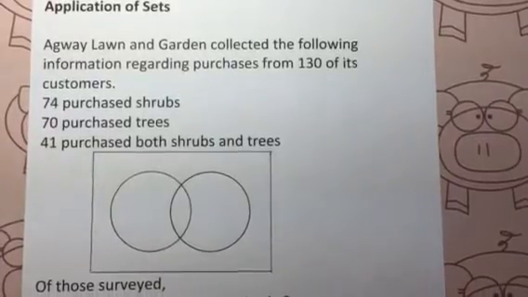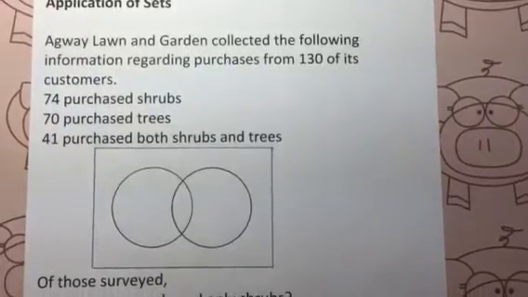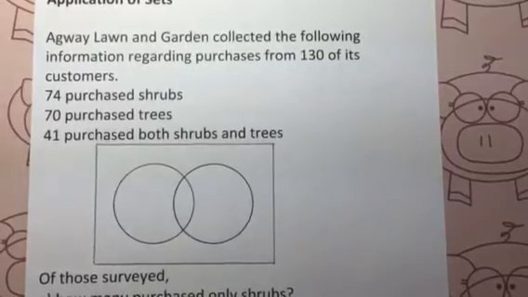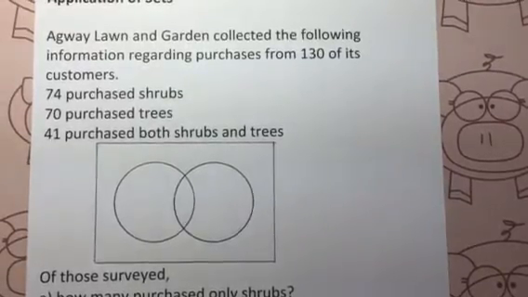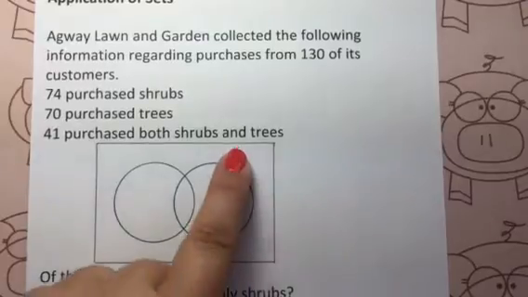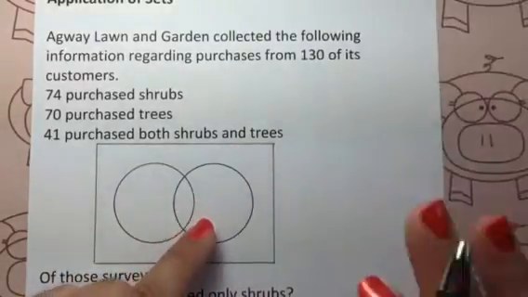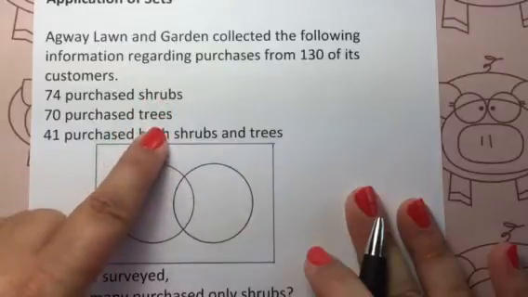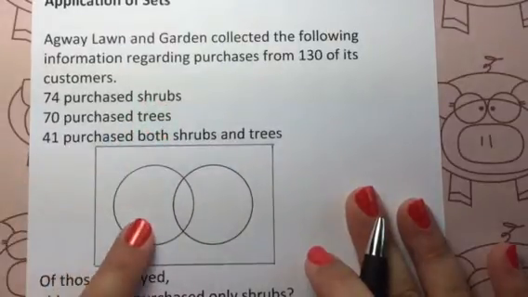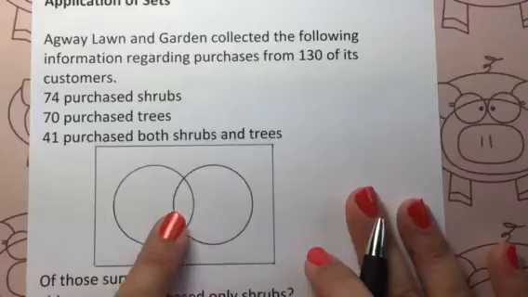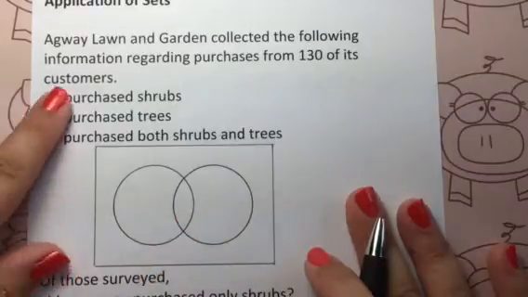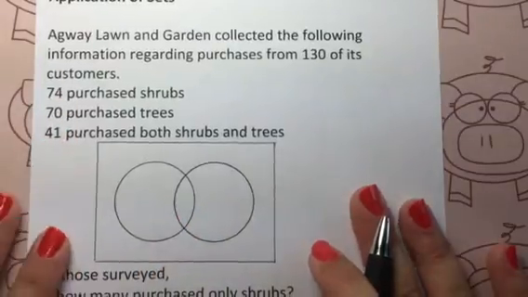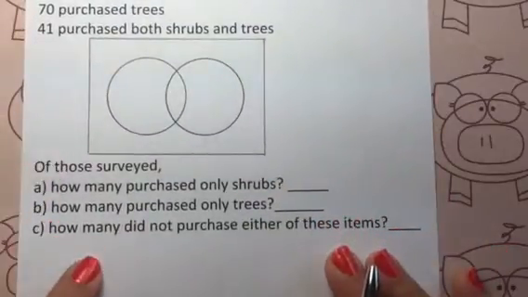74 purchased shrubs, 70 purchased trees, and 41 purchased both shrubs and trees. Notice the word and. Okay, in this problem, I could see that I have two sets, shrubs and trees. So I've gone ahead and drawn a Venn diagram with two sets. And the reason I'm using a Venn diagram is because I need to organize this information. Okay, and then I have all these questions.